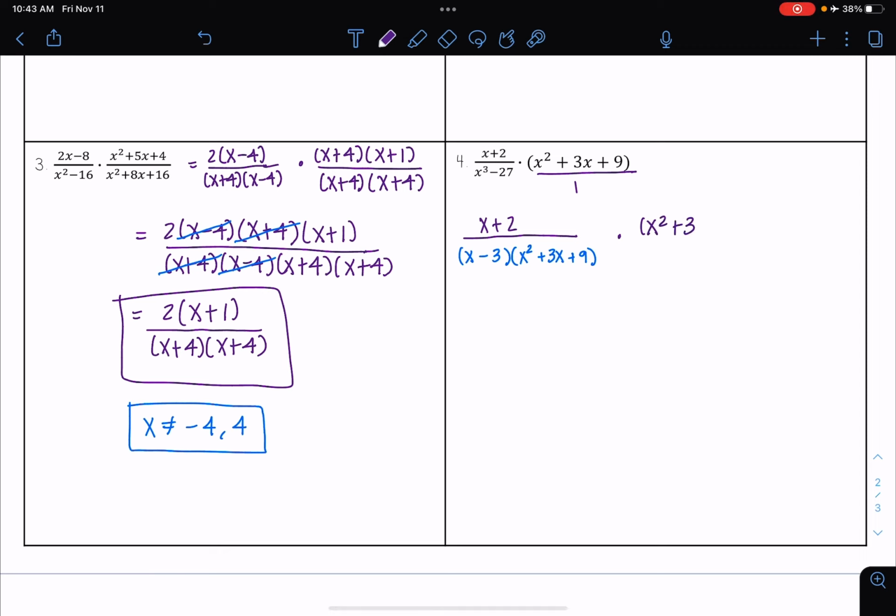And then times (x squared plus 3x plus 9) over 1. Multiply across, and I have (x plus 2) times (x squared plus 3x plus 9) over (x minus 3) times (x squared plus 3x plus 9).